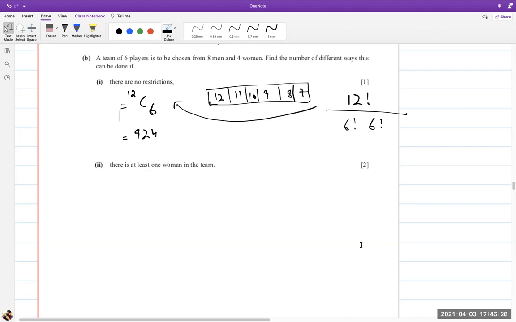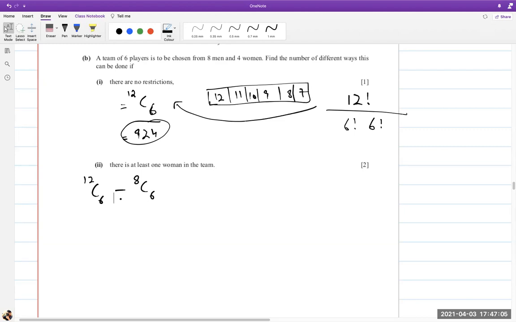But here's the thing, that is going to be quite long and not worth the 2 marks. So there must be an easier way. What if I did not choose a team where there were any women? How many teams out of these 924 where there are no women? That is going to be, you choose 6 out of 8. 8 men and you choose 6. That's 8C6. And how many total teams? 12C6. Different ways of making that team. If you subtract them, you are getting teams that have at least one woman on them.